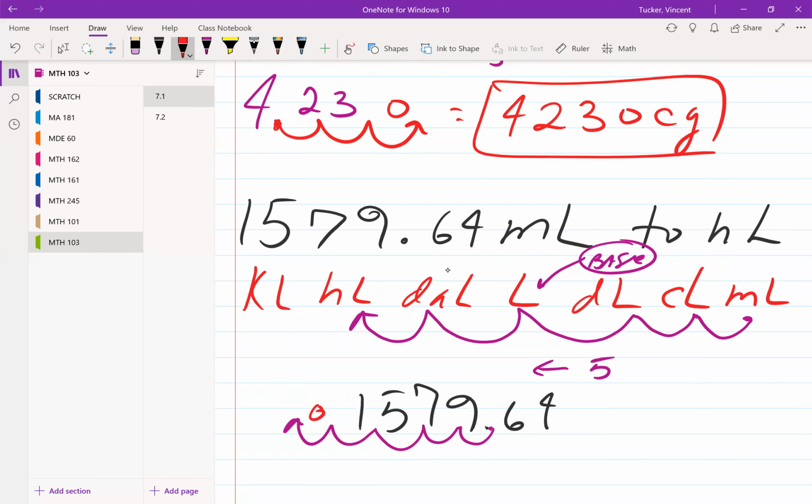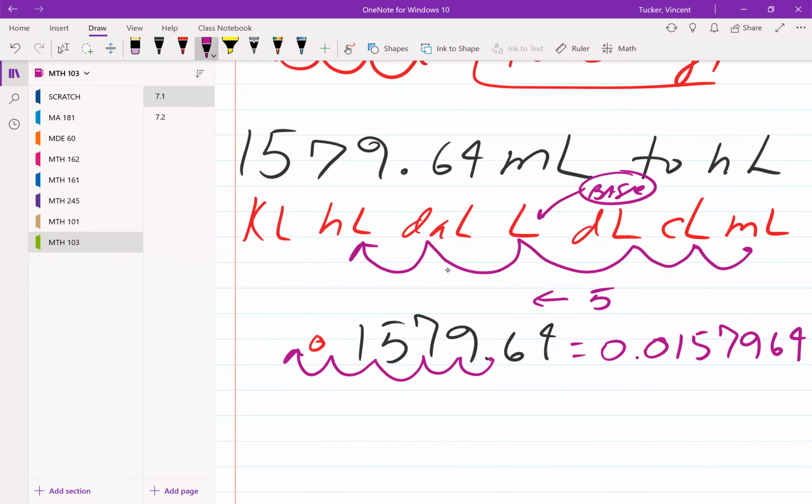Don't forget to use that 0 as a placeholder. I have 4 numbers to the left of my decimal. I need one more, so that's what that 0 is used for. And that'll give me 0.0157964. Ran out of room, but hectoliters should be right beside it. All right. So that's the type of conversions that this section talks about.